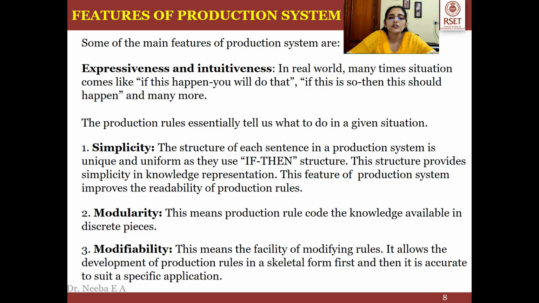Some of the main features of the production system are expressiveness and intuitiveness. In the real world, many times situations come like, if this happens, you will do this. If this is so, then this should happen, and many more. The production rules essentially tell us what to do to get a given solution. So the features are, the first one is simplicity.